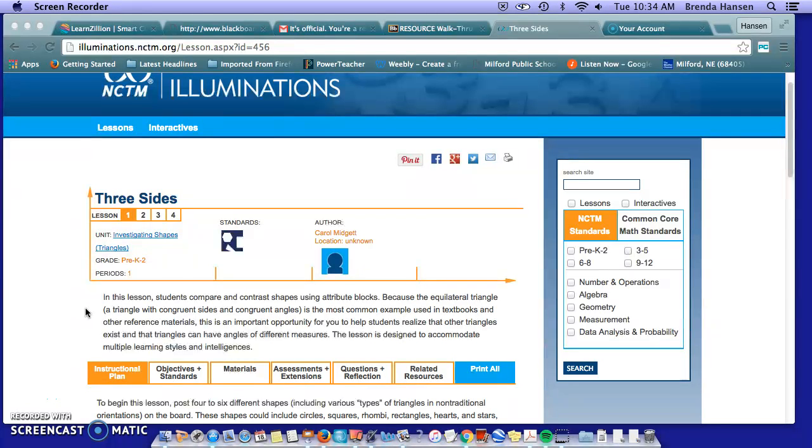The lesson that I chose to have a walkthrough in is called Three Sides, and it's a geometry lesson for grades pre-kindergarten through second grade. I am a second grade teacher, and so I found this was very resourceful for what I would be teaching in my class. This website has lessons and then interactive assignments that you can do with your lesson.